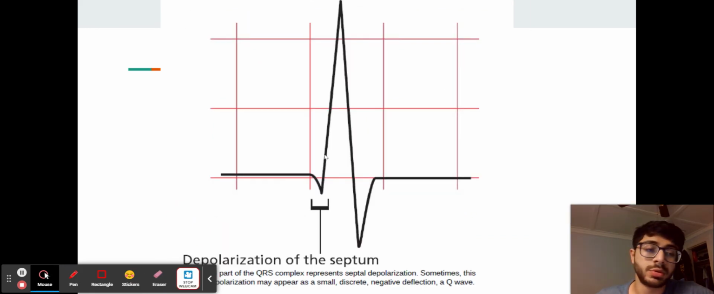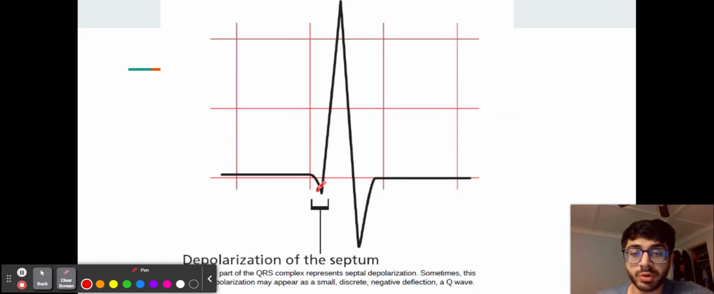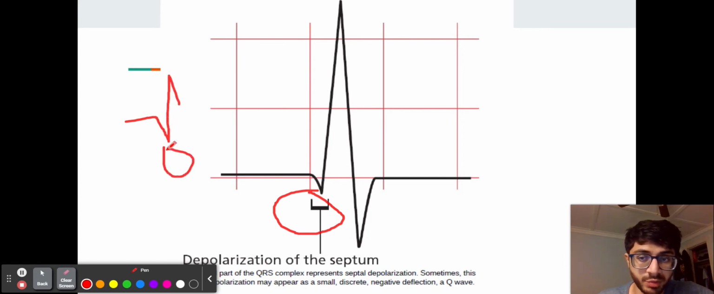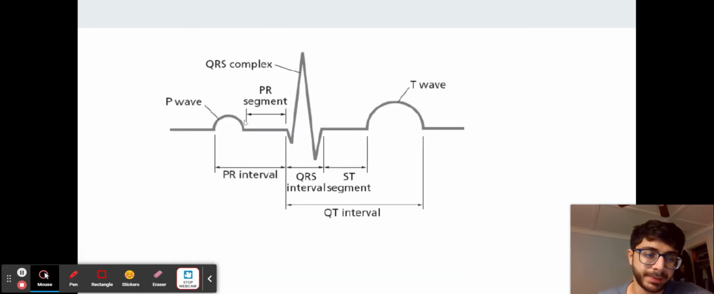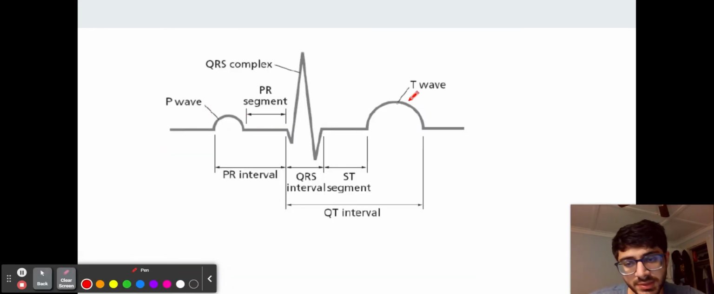Another thing I want you to know is what the Q wave represents. The Q wave represents the depolarization of the septum, so it's just this bottom thing. We're not going to be looking at the Q wave all too much, but just know that it represents the depolarization of the septum. Okay, this is all the segments.